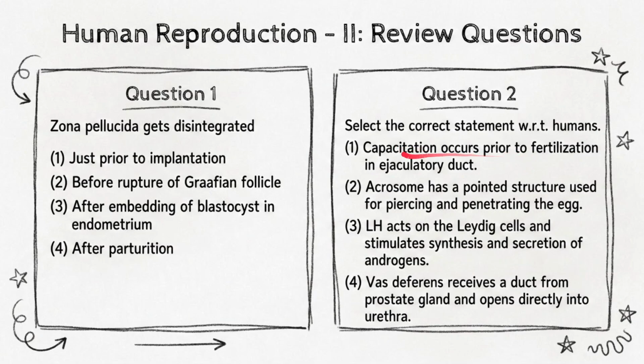Then, select the correct statement with respect to humans. Capacitation occurs prior to fertilization. Oh, this question was asked in a previous year. Capacitation means activation of sperm. Where does the activation of sperm happen? It will occur in the female reproductive tract only. So that you have to know. And acrosome has a pointed structure. No. It will have enzymes for penetrating the egg, not a pointed structure. That is, it does not penetrate the egg because it is sharp, but because the enzymes in it are released. So this is also false. Then, LH acts on the Leydig cells and stimulates synthesis and secretion of androgens. Oh, this is correct. Yes, the third option is the answer. I think this is clear.